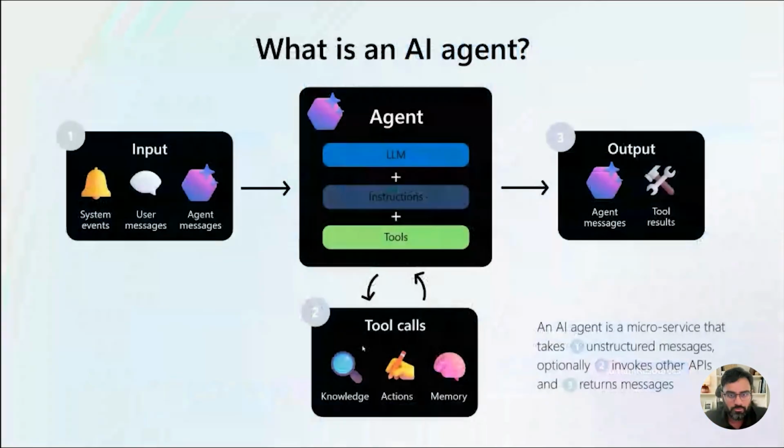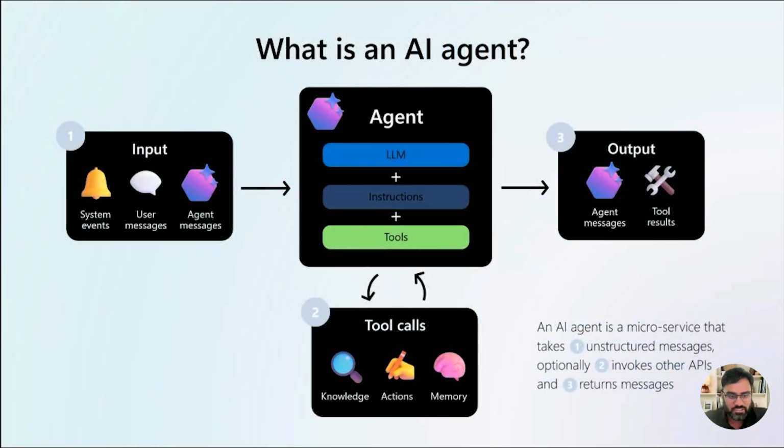So when you look at an agent, a simple agent is nothing but a microservice that is designed to process unstructured messages, and optionally it can invoke APIs and then return a structured response. If you look at the workflow, the first step is to receive some events, whether they might be user messages, agent messages, or system events. That will be a trigger point.